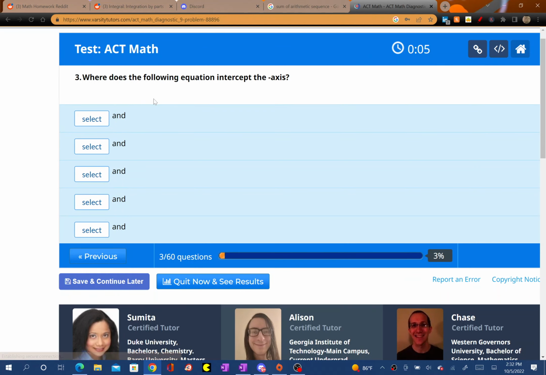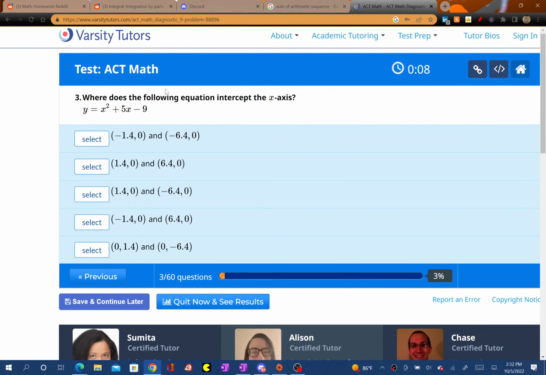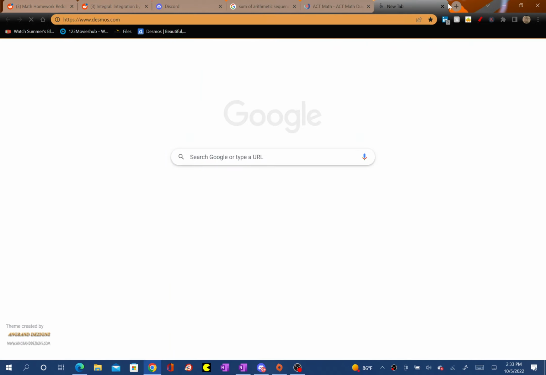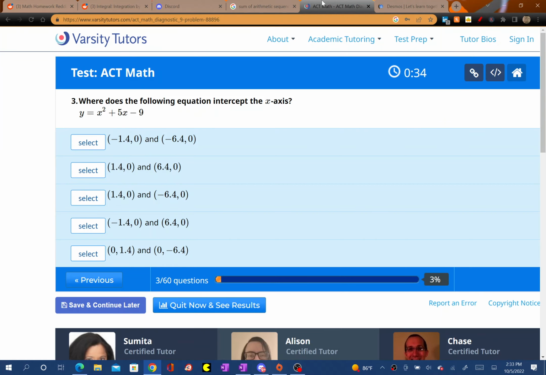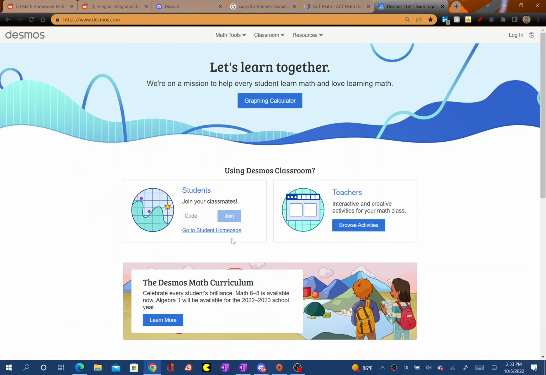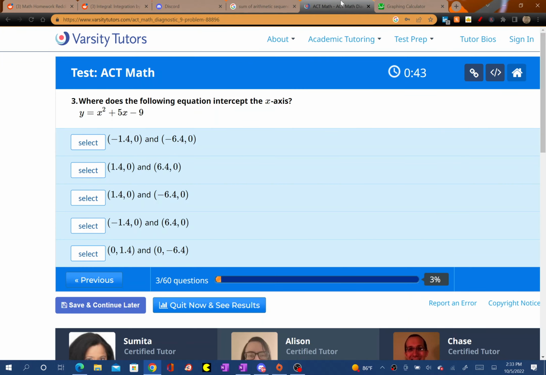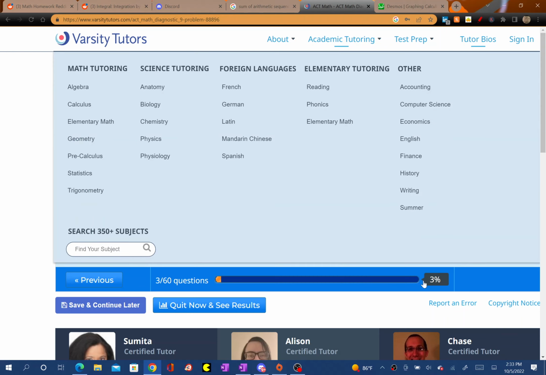Where does the following equation intercept the x-axis? So let's see here. x squared plus 5x minus 9. Now, I don't know if any of these require you to have a calculator, if they let you use a calculator. I will say that I'm going to use a calculator as much as I can for any of these, because it doesn't really say if I can use a calculator or not. So, at least I don't think it does.